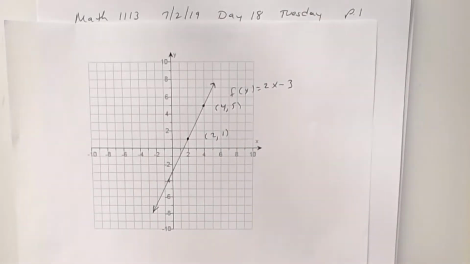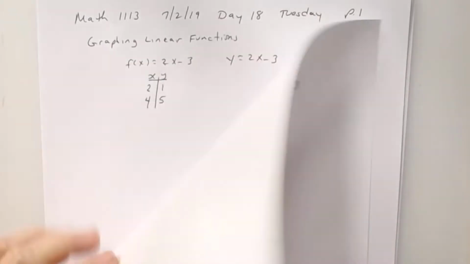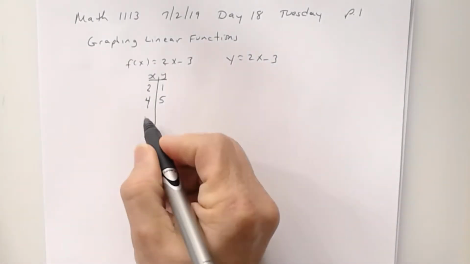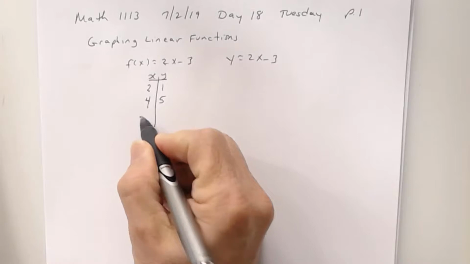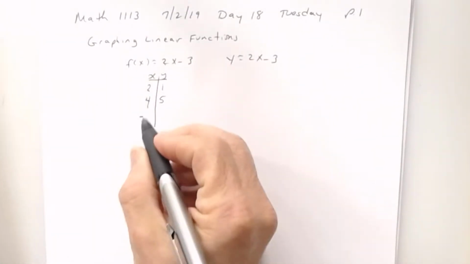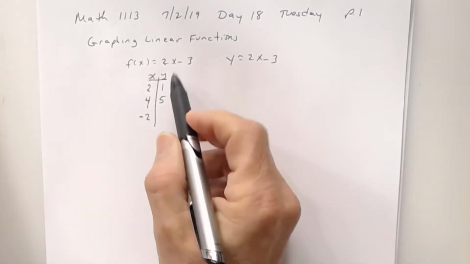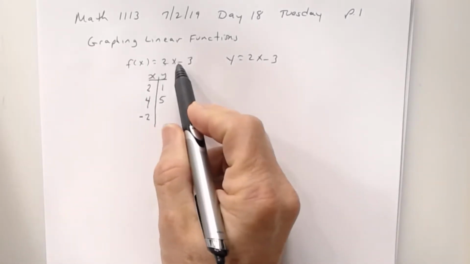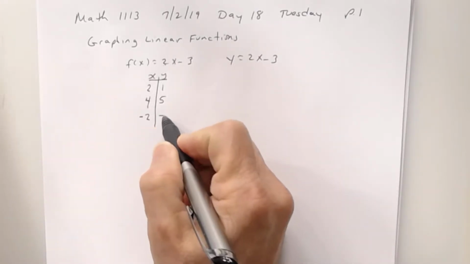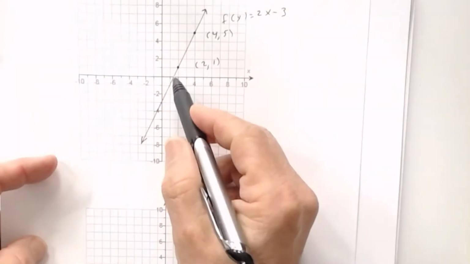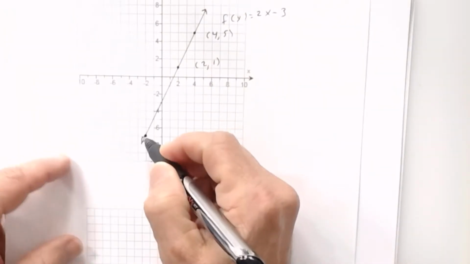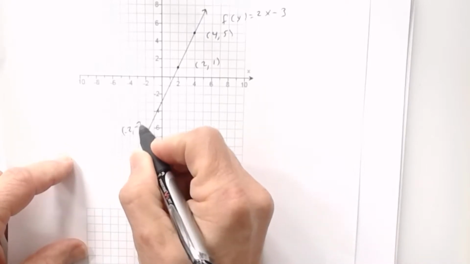Let's go ahead and do another point on this graph. But let's pick a negative number for x. So give me a negative number for x. Negative 5 is going to be outside of this coordinate plane. Negative 2. So if x is negative 2, what's negative 2 times 2? A negative 4, and a negative 3 is? Negative 7. So I'm going to plot the point negative 2, negative 7, which is right here. Okay? That's the point negative 2, negative 7.